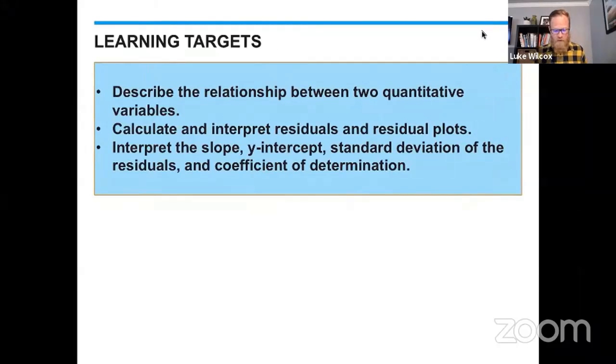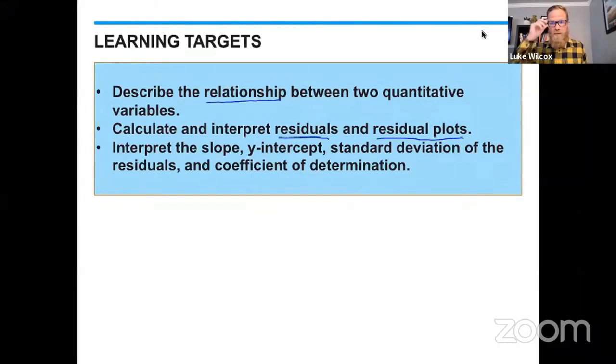Learning target number 1 is to describe the relationship between 2 quantitative variables. Okay, last time I was with you on Monday, we talked about describing 1 variable data. Today, we're going to talk about the relationship between 2 variable data. Next up, calculate and interpret residuals as well as residual plots. So we'll definitely look at an example of that.